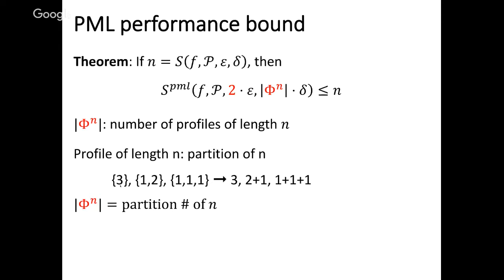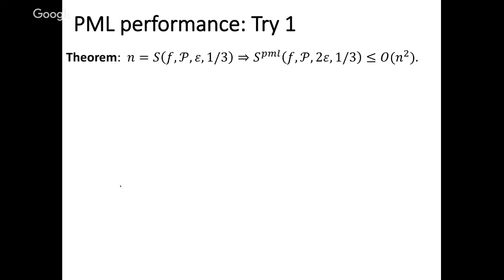And therefore, the number of profiles is the partition number of n, which grows as at most e to the power of 3 square root n. So it grows as at most e to the power of some constant times the square root of n. Okay, I'll skip this argument, but I'll just mention it in brief. Using the argument in the previous slide about the number of profiles being e to the square root n, we can show that if the sample complexity of estimating f is n, then PML will estimate f with a number of samples that's at most order n squared.